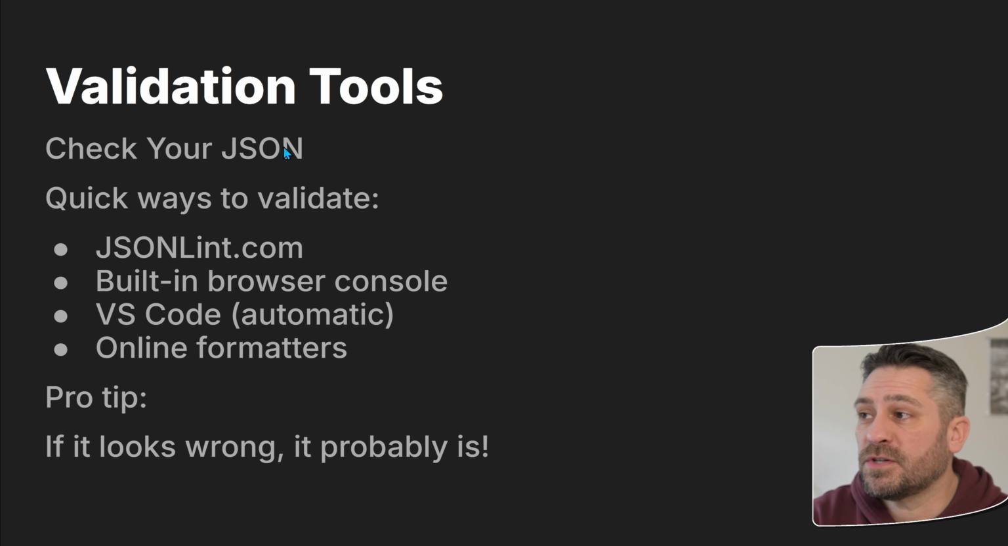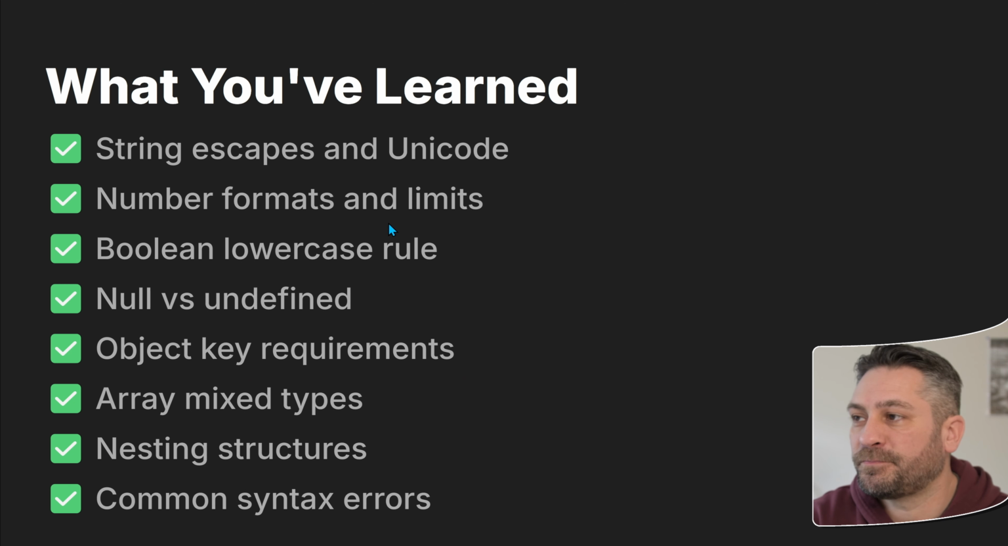Validation tools, it's always good to check your JSON. So I use jsonlint.com most of the time. Some built-in browsers will do that for you in the console. VS Code will do it automatically, and there are other online formatters available. Generally though, if it looks wrong to your eyes, it probably is in some way.